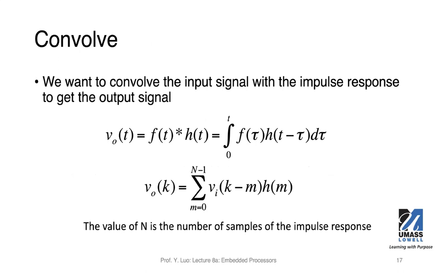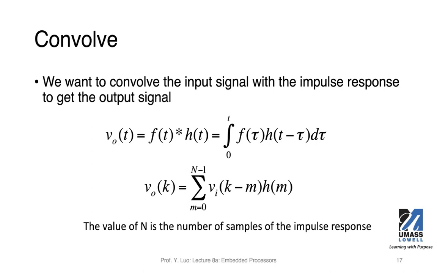Okay, then we can apply this convolution function on both this input signal and impulse response. And what you see here, the first line of the formula is the convolution operation in the continuous domain. We have this integral operation to calculate that. And this F tau is the input signal at that tau moment. And H is the impulse response at the T minus tau moment.